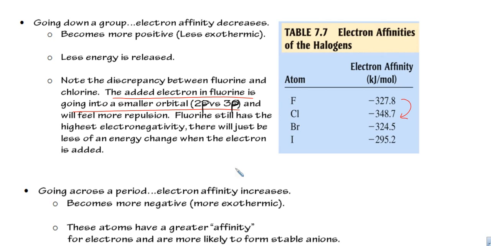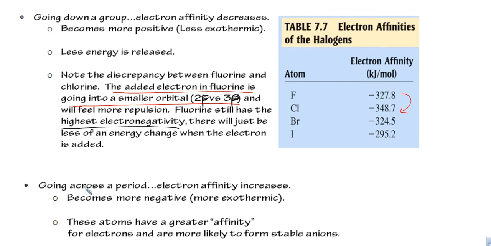This is important. Fluorine still has the highest electronegativity. He's still the top dog when it comes to stealing and attracting electrons. He's a small atom with lots of attractive forces. He's just not going to release as much energy when that happens. And again, I haven't seen that on the AP test in years and years, but it is a trend that I would be aware of.